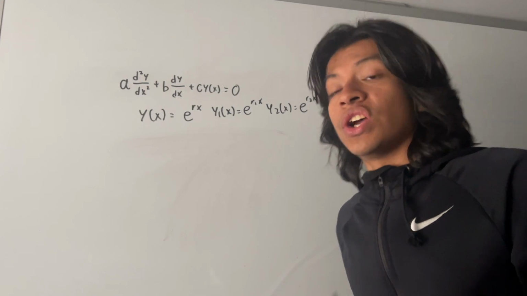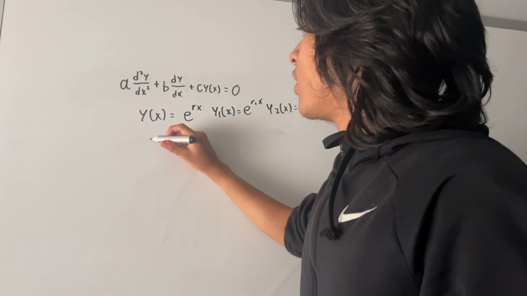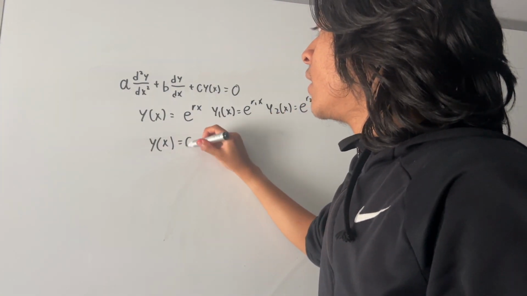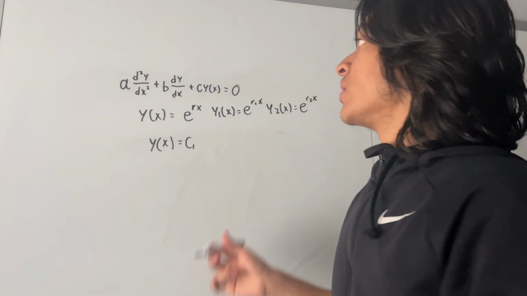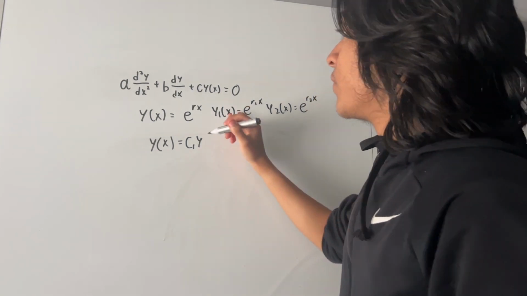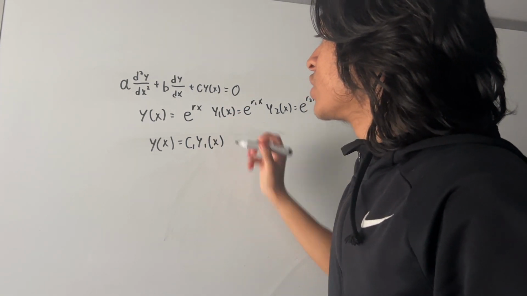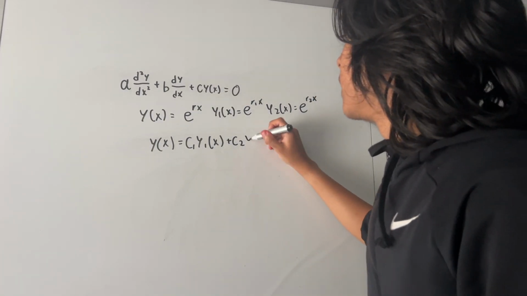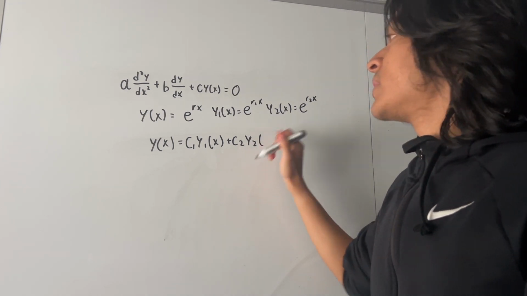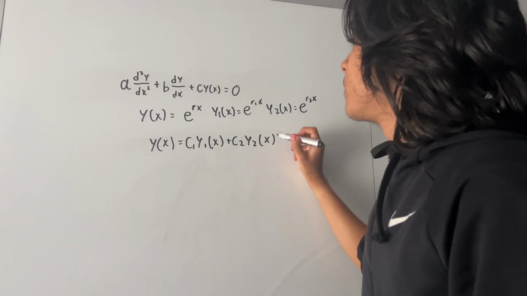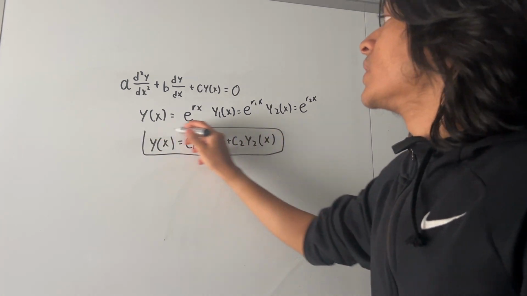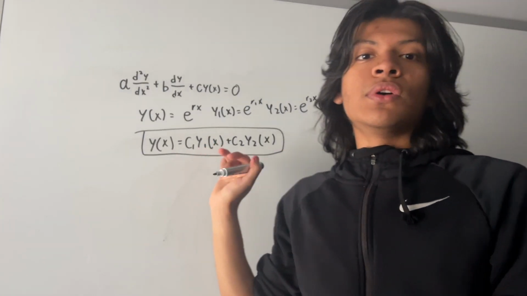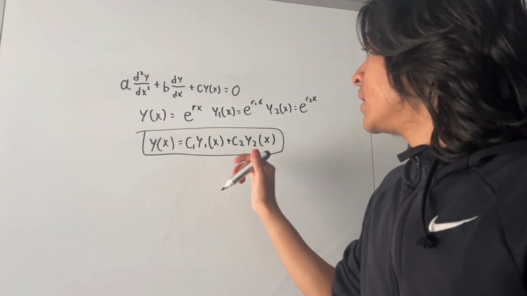But if we want a general solution for these things, our general solution, y of x, is going to come in the form of c1, which is just a constant, times our first solution. So our first solution is y1(x), plus c2, another constant, times our second solution. And this would be the general solution for this differential equation. This comes in useful when we solve for initial value problems.